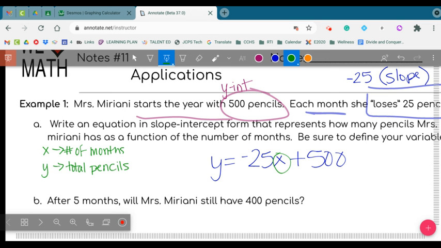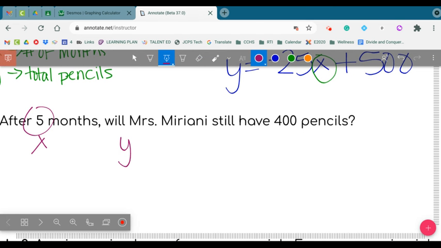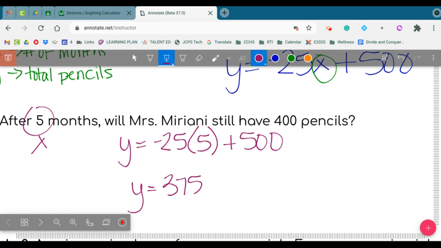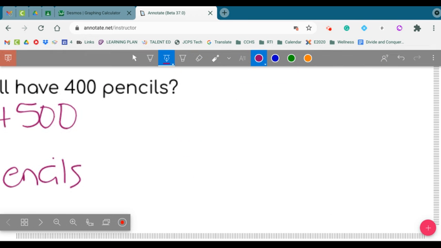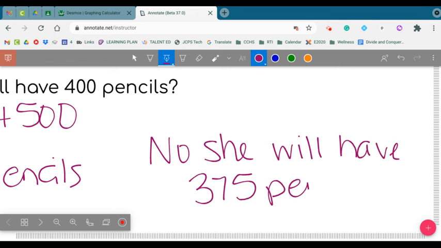Now the next question says, after 5 months, will Mrs. Mariani still have 400 pencils? So this 5 is our x value. So what we're going to do is plug in 5 for x. So you're going to have y equals negative 25 times 5 plus 500, and you can type that into your calculator. You will get y equals 375 pencils. So after 5 months, will she still have 400 pencils? No, she will have 375 pencils.